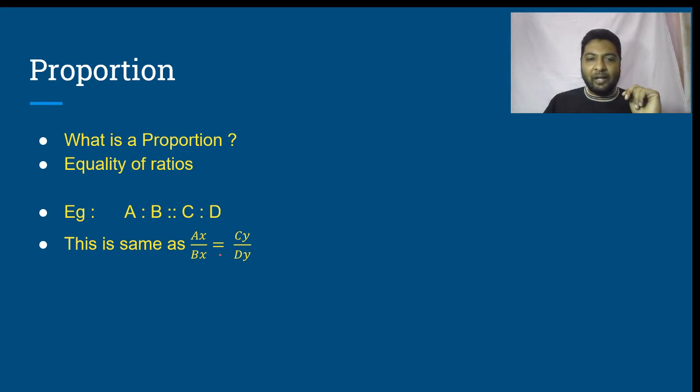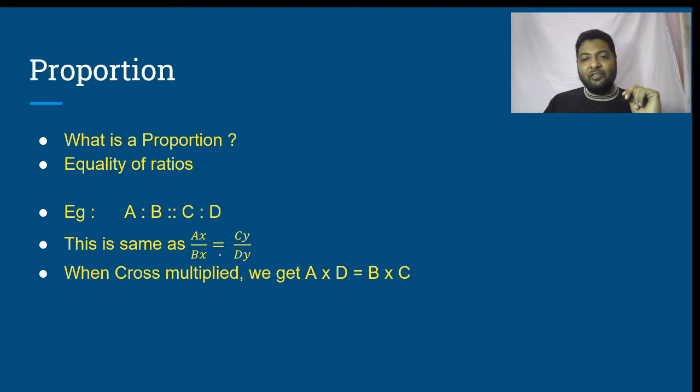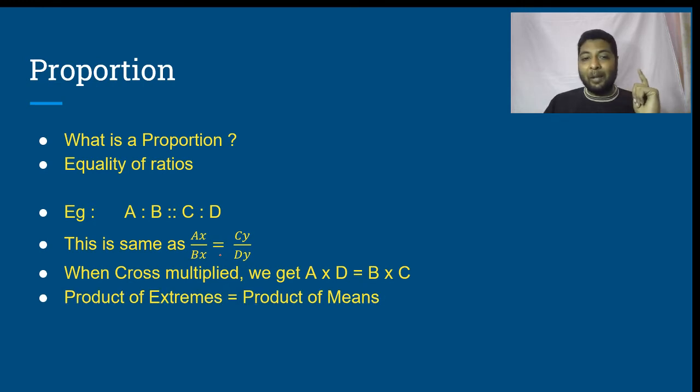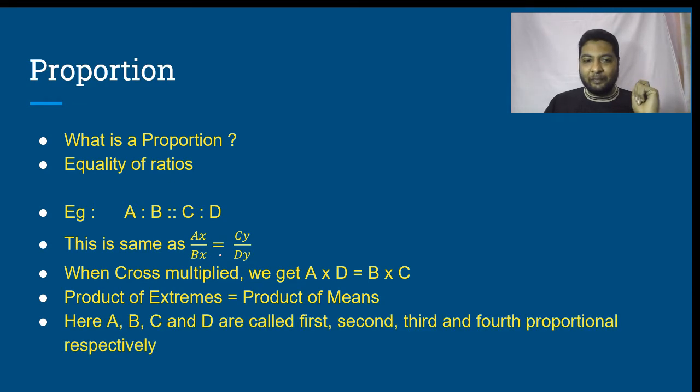X cancels out, y cancels out. If I cross multiply, we get a into d is equal to b into c. That is nothing but product of extremes is equal to product of means. This might ring a bell. Here, A, B, C and D are called first, second, third and fourth proportional respectively.